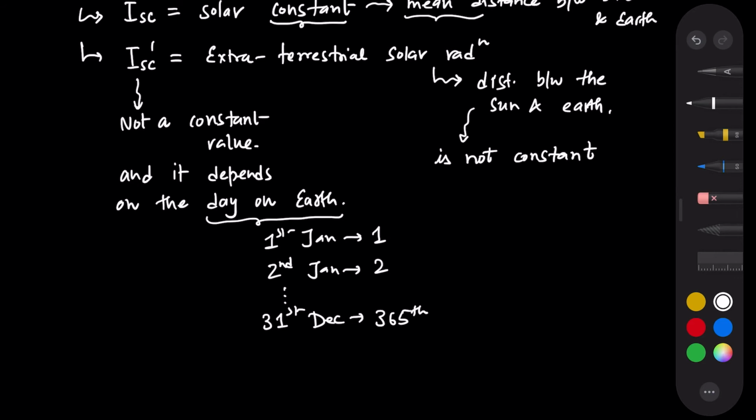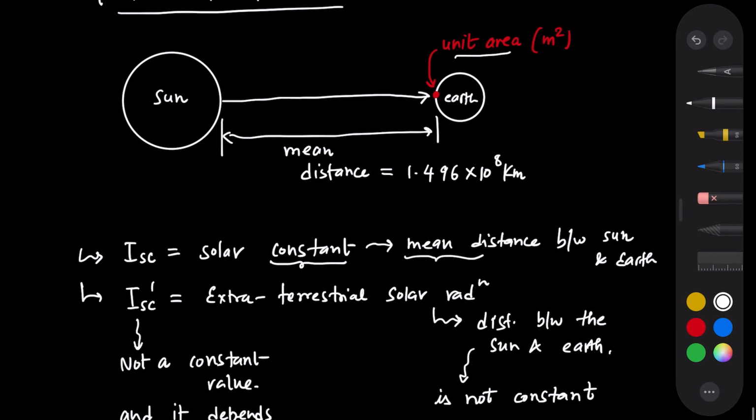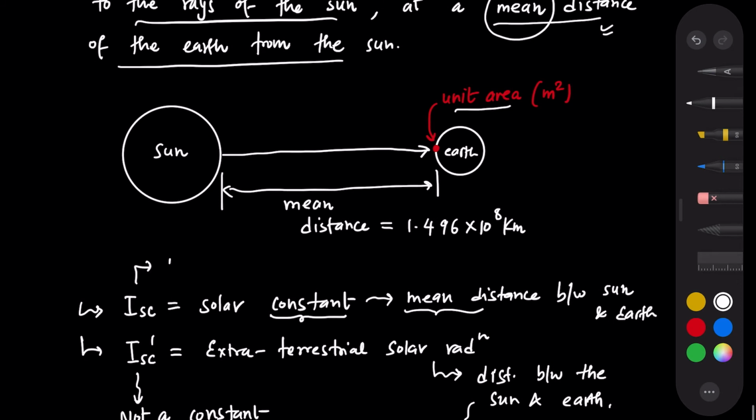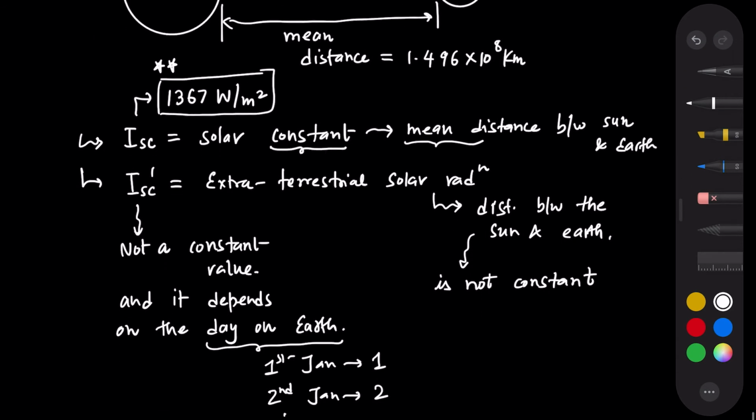Now, since the value of solar constant is a constant value, a lot of research work has been done to calculate this value. 1367 watt per meter square is the standard value of the solar constant, and do remember this value, it is important. But the value of ISC dash, as we have already discussed, is not constant. The value changes with respect to the day on the earth.